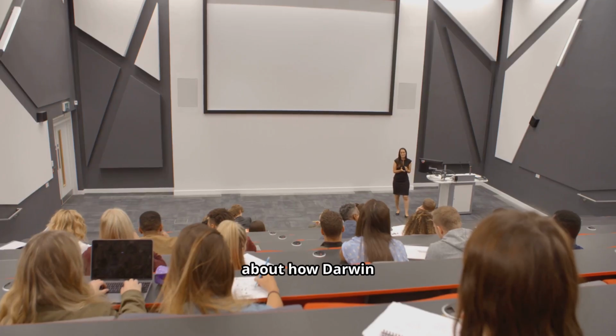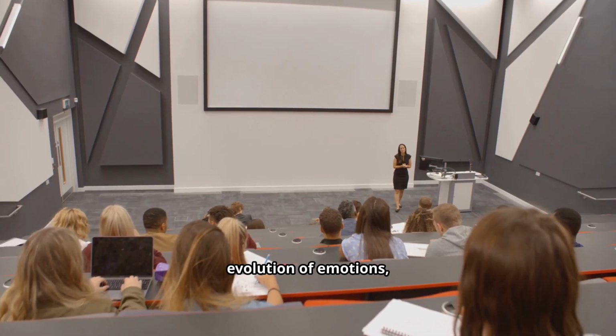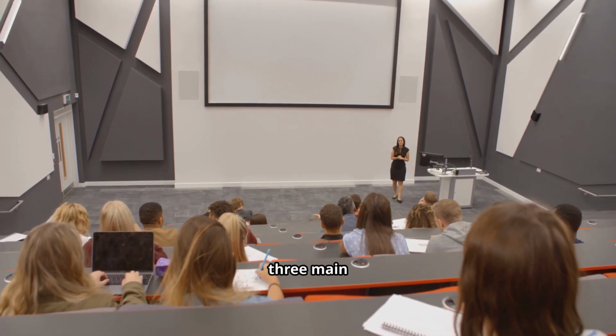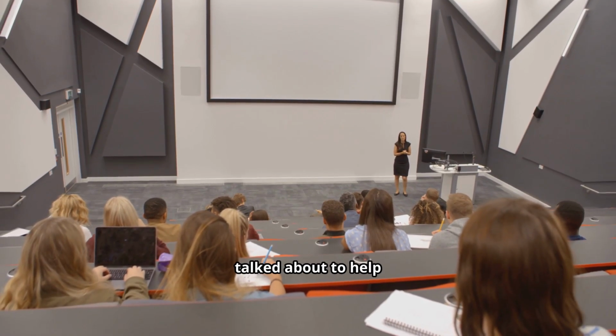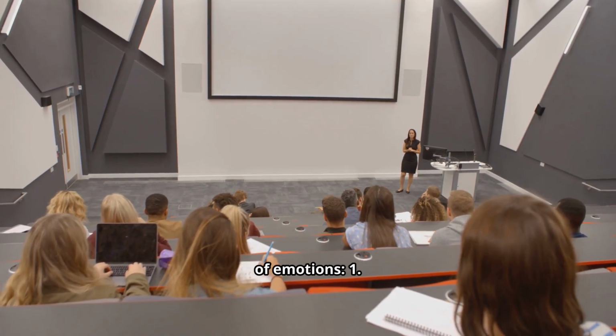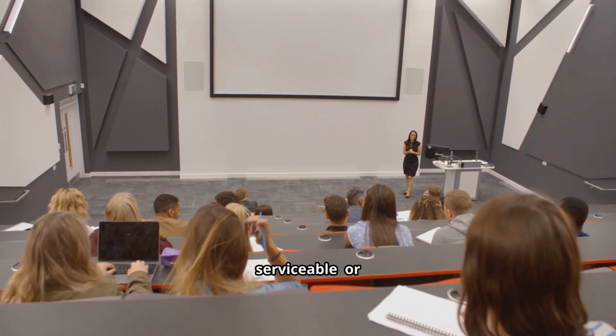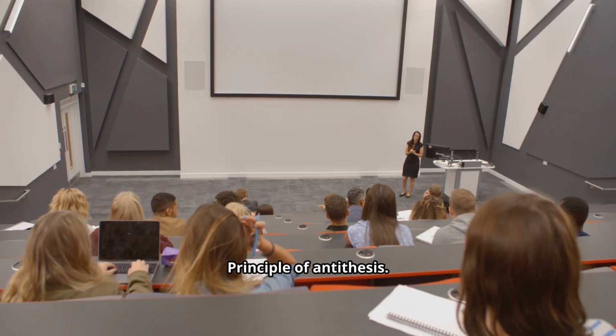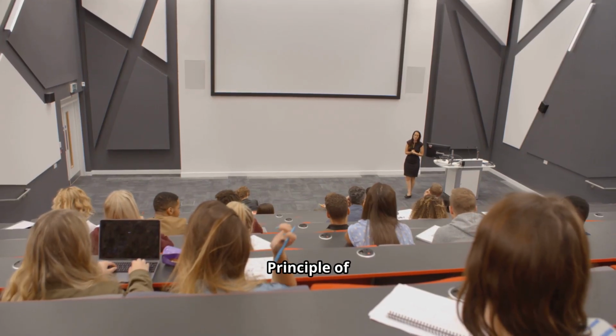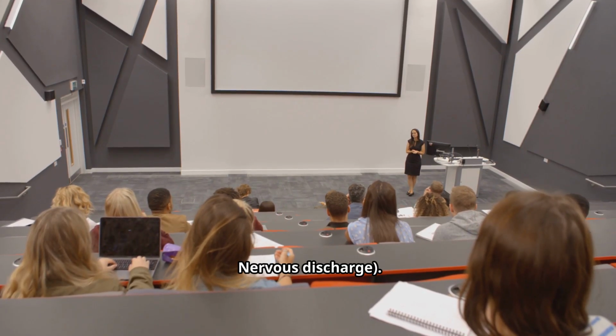To give a brief about how Darwin approached the evolution of emotions, we can think of three main principles that he talked about to help explain the origins of emotions. 1. The principle of serviceable or useful habit. 2. Principle of antithesis. 3. Principle of involuntariness, nervous discharge.